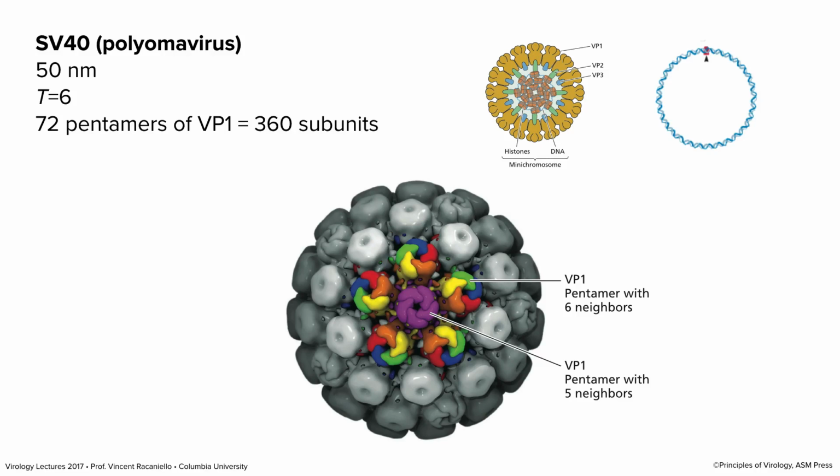And because this virus has 360 subunits, you know right away that there have to be pentamers and hexamers. That's the rule. And you can see here is a VP1 pentamer right in the middle, that purple one. It has 5 neighbors, 1, 2, 3, 4, 5. And then here is a VP1 pentamer with 6 neighbors, 1, 2, 3, 4, 5, 6. So they're mixed, pentamers, hexamers. This is quasi-equivalent interactions. We're building a slightly bigger particle than the one we looked at before, but the same rules apply. Quasi-equivalents, pentamers, and hexamers. By the way, these viruses have circular double-stranded DNA genomes.